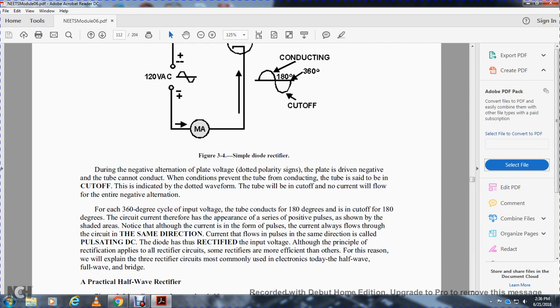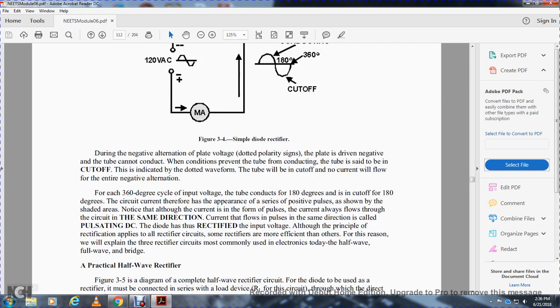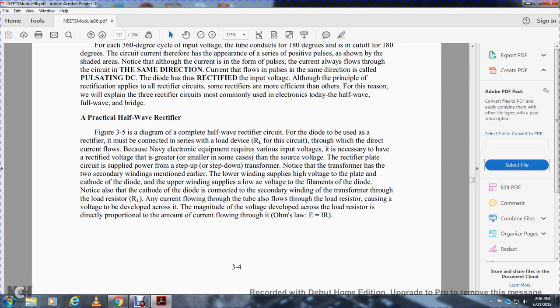The diode has rectified the input voltage, and although the principle of rectification applies to all rectifier circuits, some rectifiers are more efficient than others. For this reason, we'll expand on the three rectifier circuits most commonly used in electronics today: half-wave, full-wave, and bridge. Practical half-wave rectifier, figure 3.5: the two-plate diagram complete with a half-wave rectifier with a diode V1.